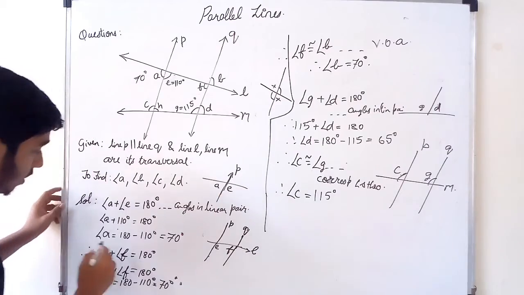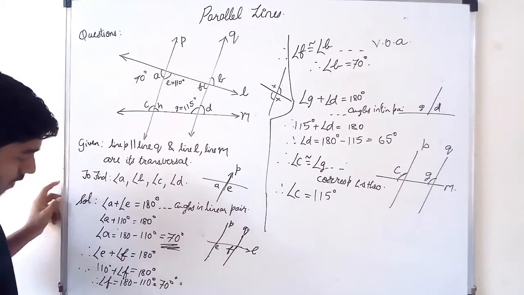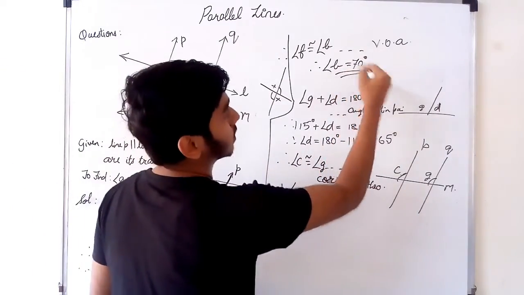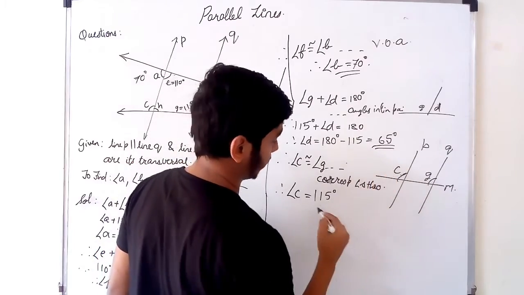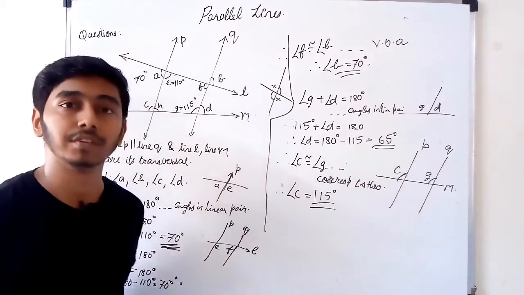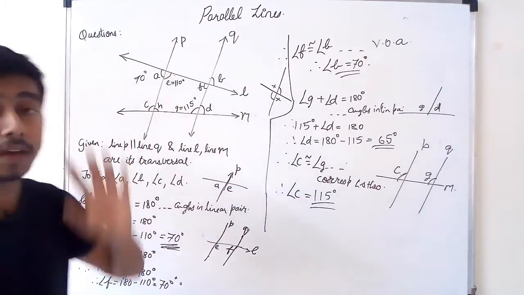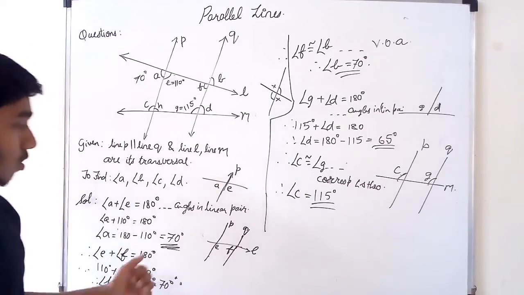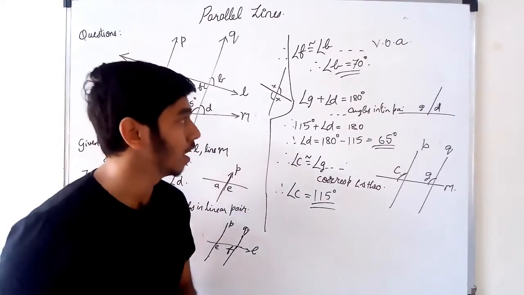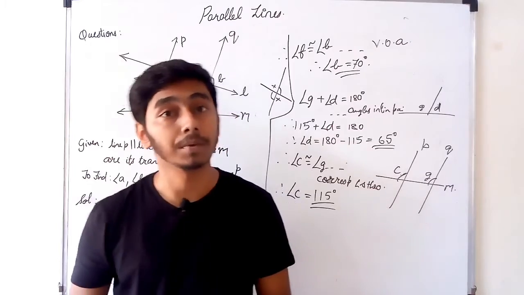Okay, so I hope you have understood. Angle A is 70, angle B again 70, angle D is 65, and C is 115. So we have found all the values. I hope you have understood this sum also. And with this we end this topic here.